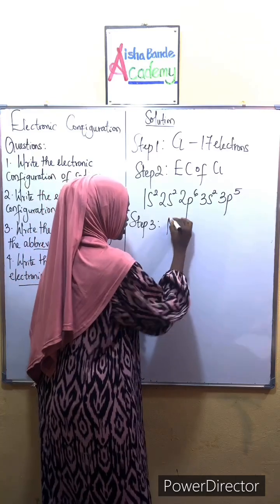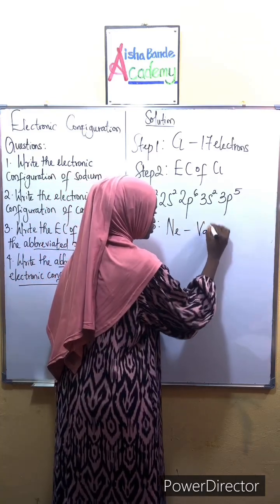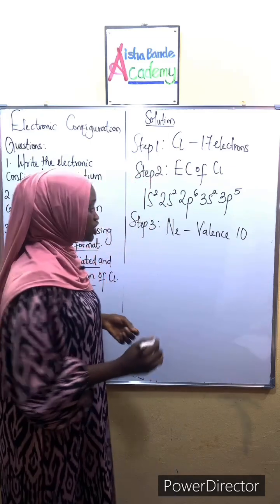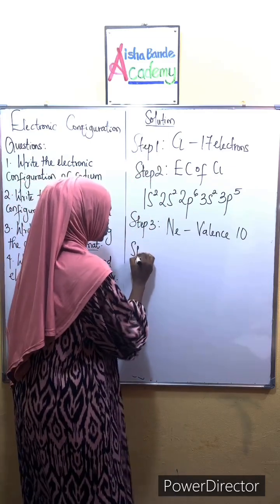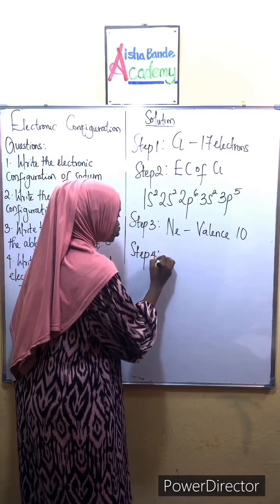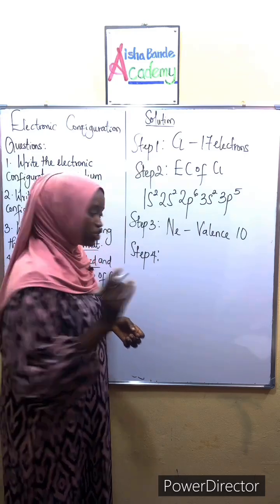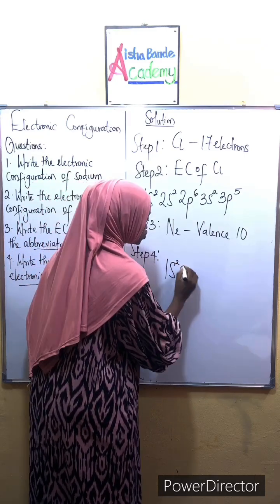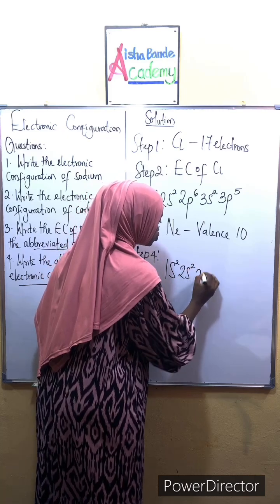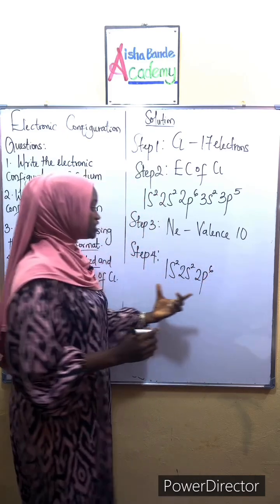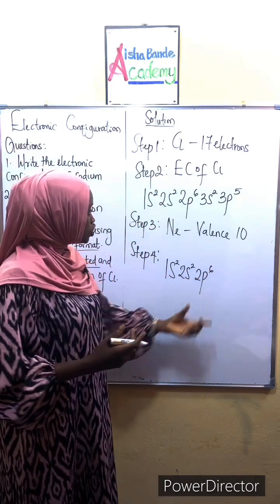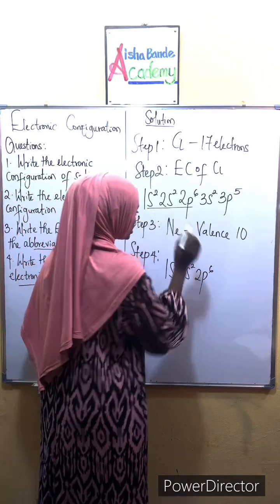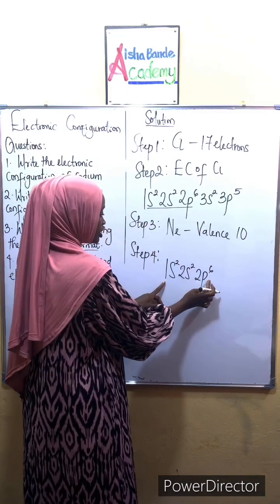So neon has valence electron, which is what? 10. Okay, so now the next step is for us to write out the electronic configuration of neon. So neon has electronic configuration of 1s2, 2s2, 2p6. So this is the electronic configuration of neon. So now, looking at this 1s2, 2s2, 2p6, this is the electronic configuration of neon, right?